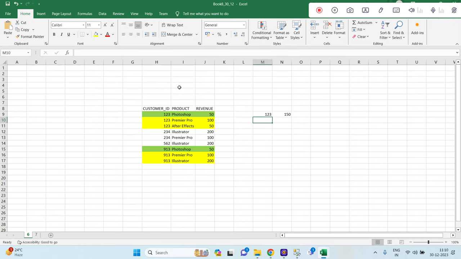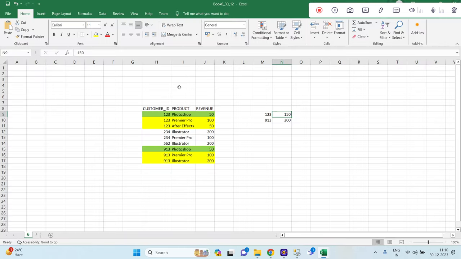913, 300. Yes. Perfect, this is the answer. Because 234 hasn't bought the Photoshop product, it will not be included in our result set. Again, 562 has not bought Photoshop, so this one will also not be included in our result set. So this should be our answer.